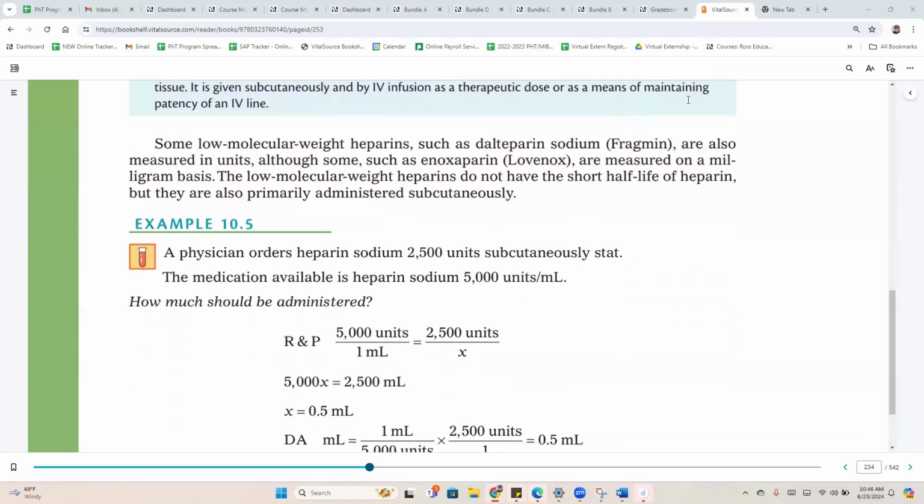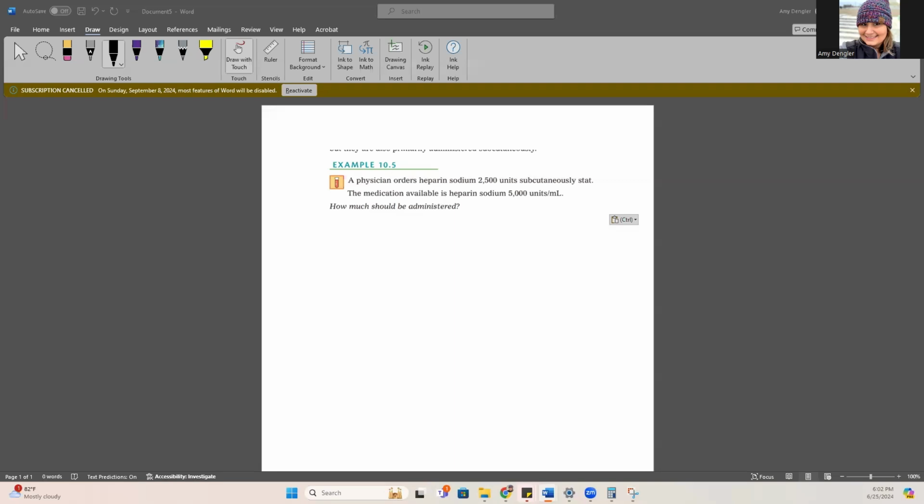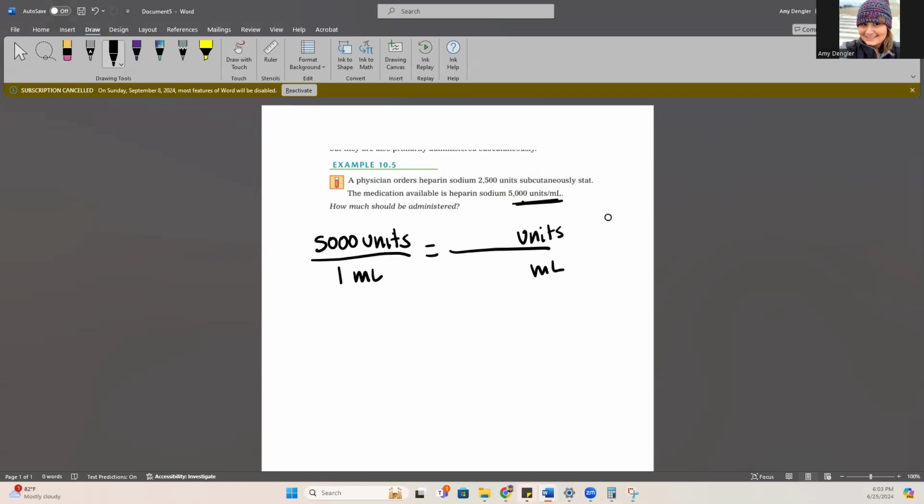All right, so let's do example 10.5. A physician orders heparin sodium 2,500 units subcutaneously stat. The medication is available in heparin sodium 5,000 units per ml. How much should be administered? Just like the other practice problems and examples we've done, we're going to take the strength of the medication and place it on one side of a proportion. I know that I need to have units on top and milliliters on bottom. I'm looking for how much to give the patient in milliliters to complete the order.